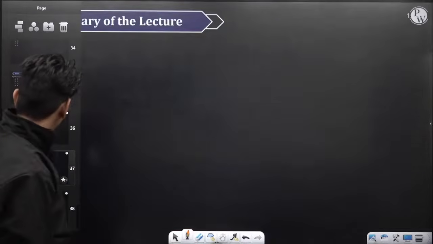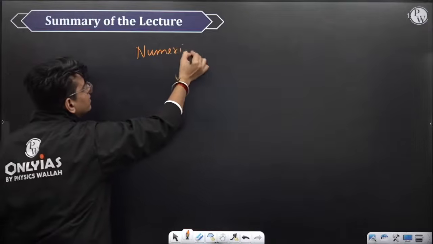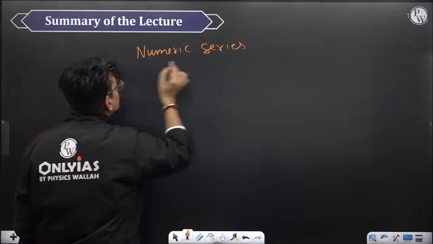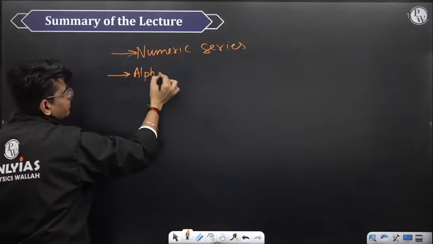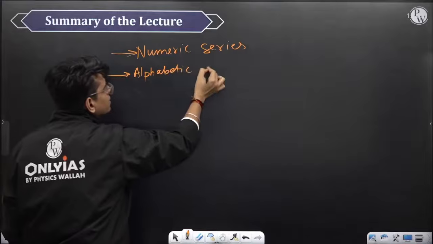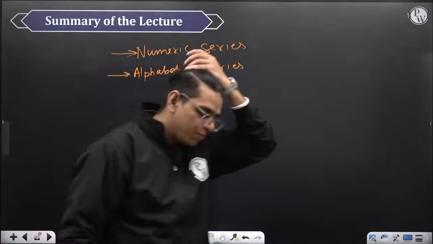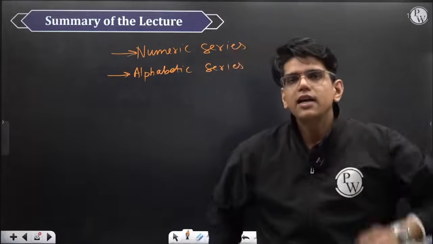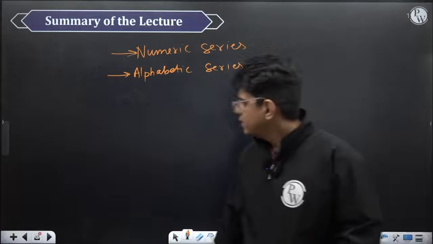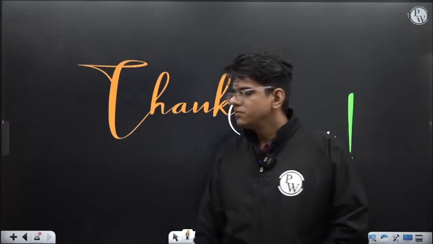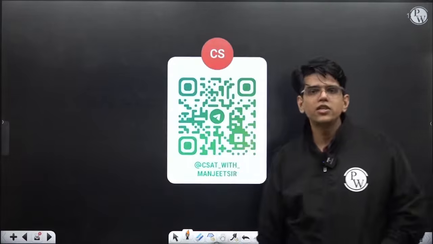So we have discussed numeric series, all the types and their PYQs, and then alphabetical series and their PYQs. I have given you 2 questions to practice, and tell me the answers in the comment box. I will also share the practice questions in the Telegram channel. Okay, you can get the practice questions from there.